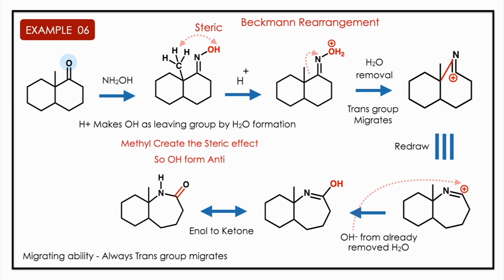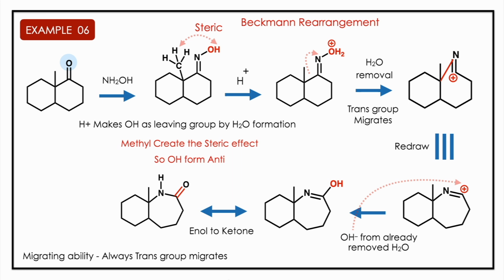Then protonation happened because you are using the acid. OH becomes OH2, ready to leave. Hence, the trans group assists the reaction. You have the cation there, the ring expands. So if you redraw nicely, the 6-member ring becomes a 7-member ring with a cation.